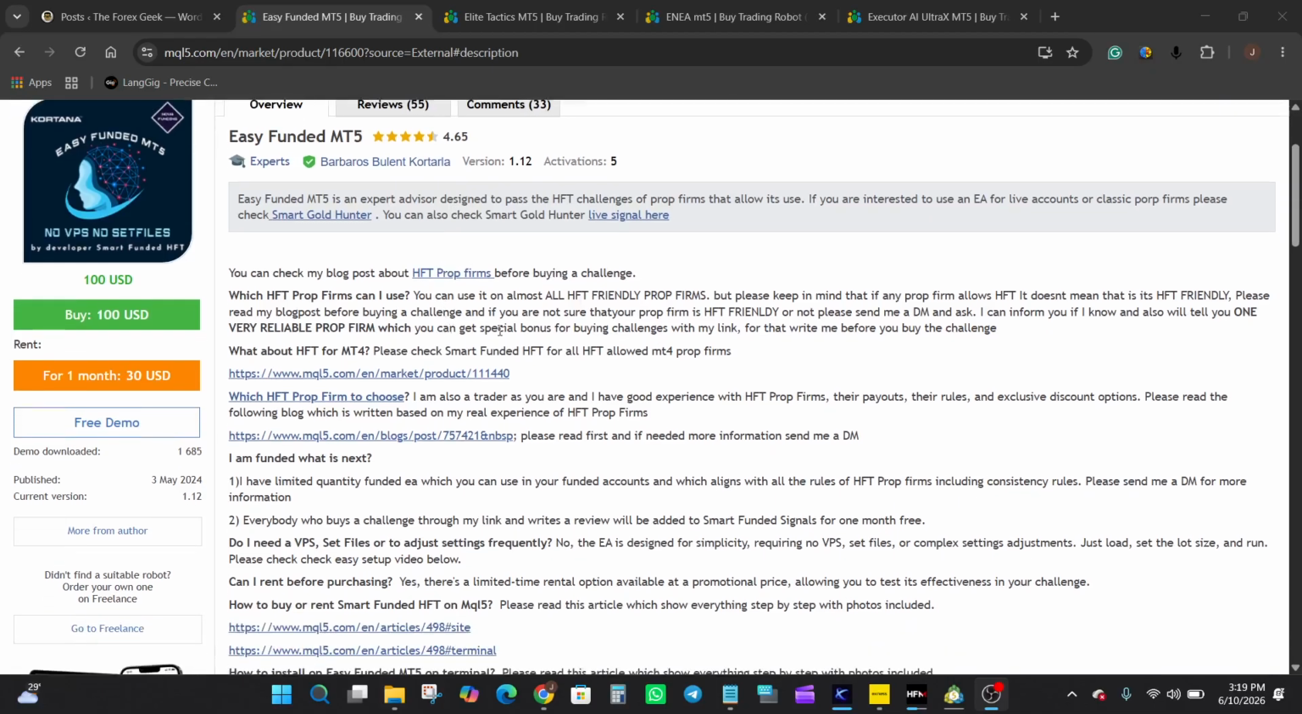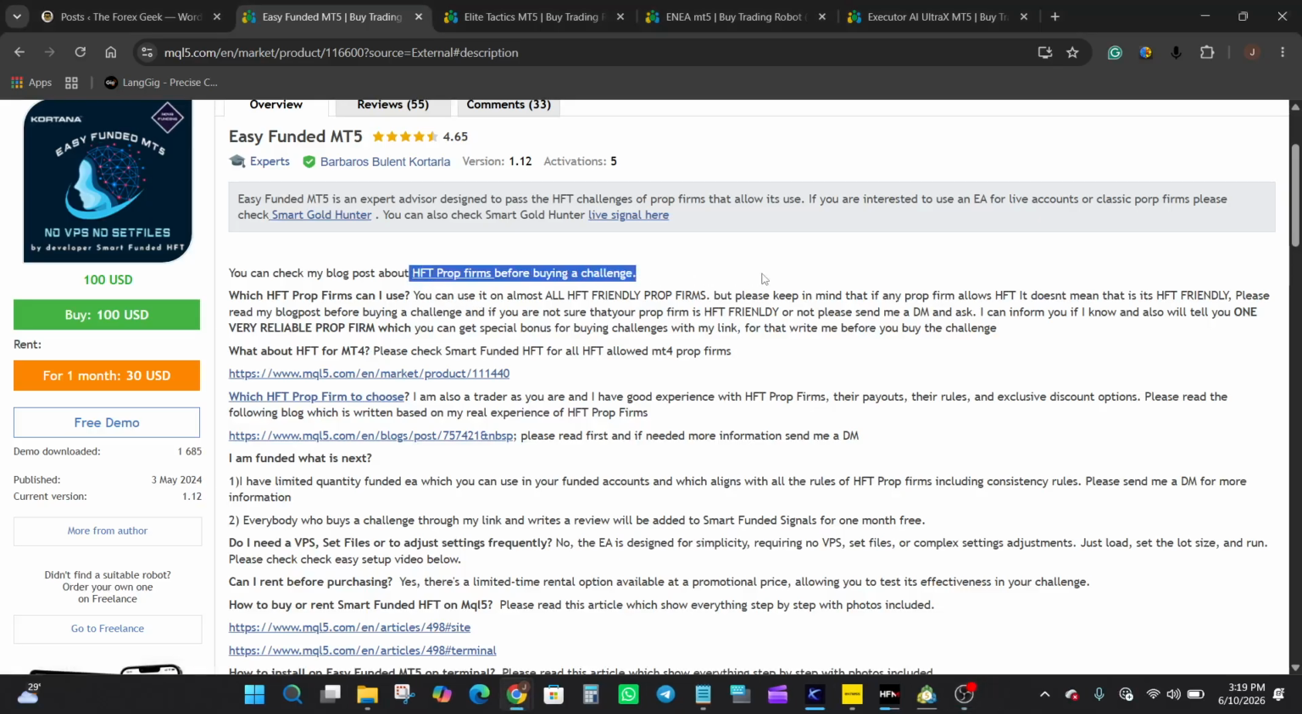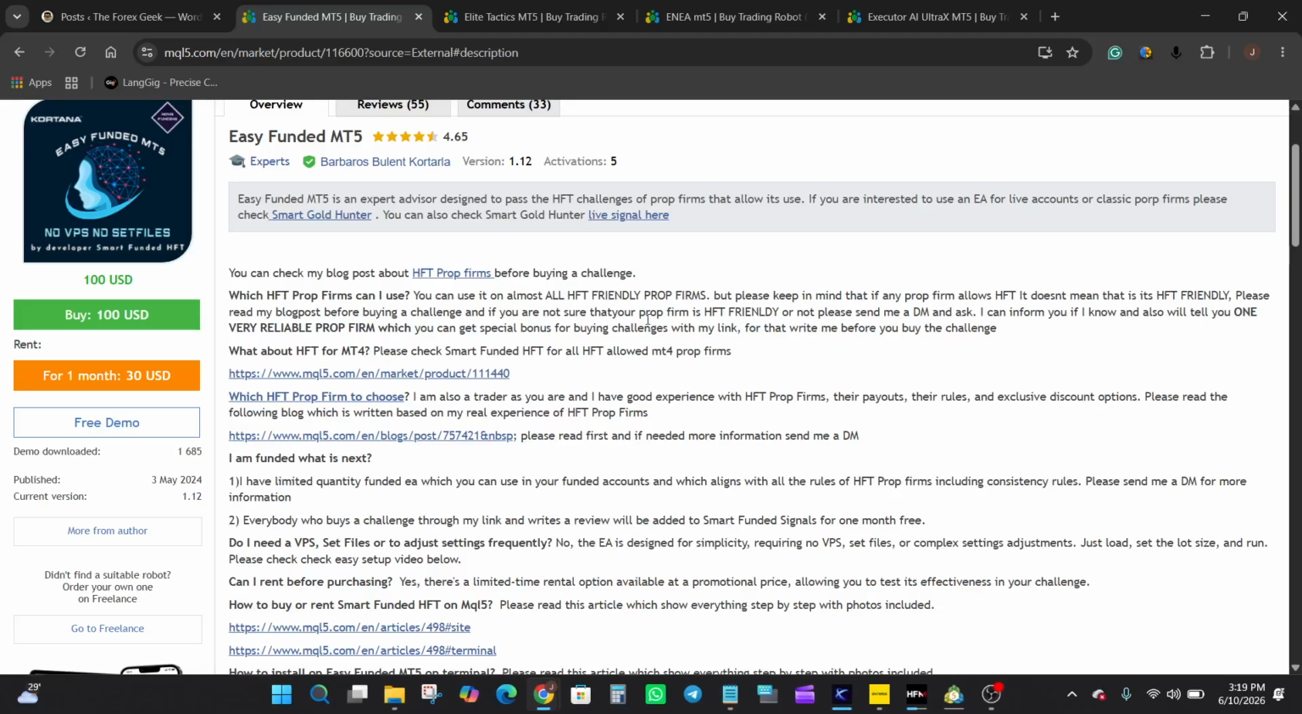As I scroll through the description, it is clear that the EA is specifically designed for HFT prop firm challenges that allow this type of trading activity. The developer repeatedly emphasizes that the EA is intended for challenge accounts where HFT usage is permitted and specifically advises against using it on challenges, funded accounts, or live accounts that do not allow HFT trading.